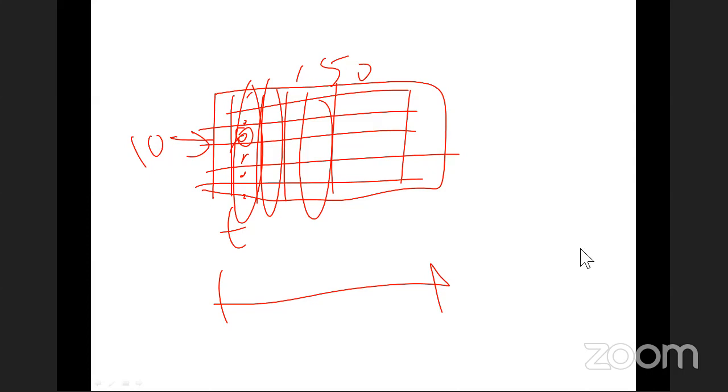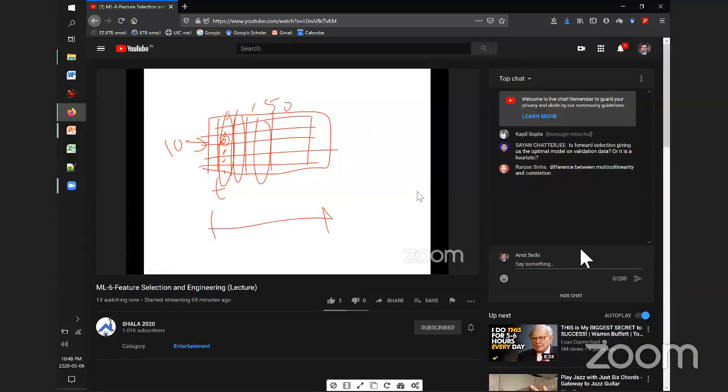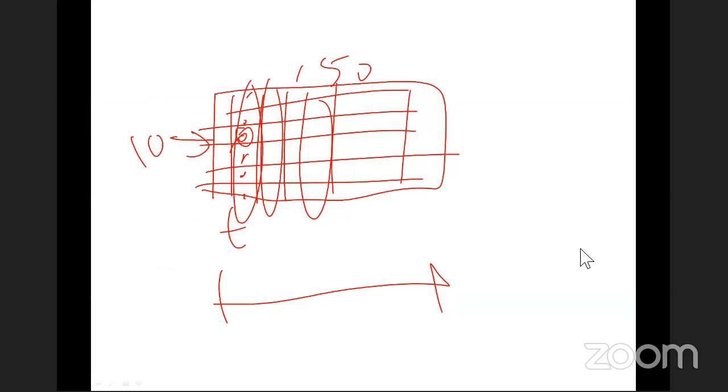Okay. Yeah. So there's a question from YouTube, which is the difference between multi-collinearity and correlation. They are basically used interchangeably. Correlation is between a pair of variables. Multi-collinearity means that you can have multiple variables that are correlated. But they are used interchangeably in informal talk. Any other questions?